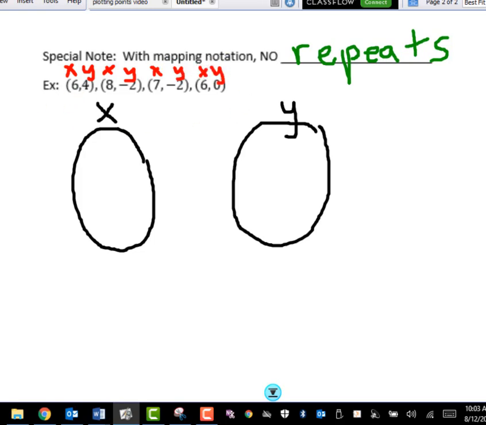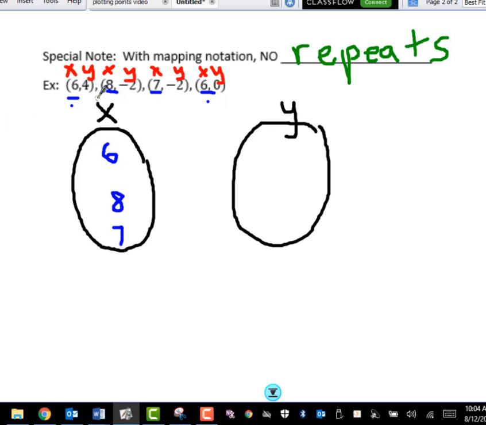I'm going to look at my X's and make sure none of these X numbers are the same thing twice. So I have a 6, 8, 7, I have a 6 again. These numbers are the same number twice. So I'm not going to put 6 and another 6. I'm only going to put a 6. So I put 6, I put 8, I put 7. I do not write 6 again because I already wrote 6.